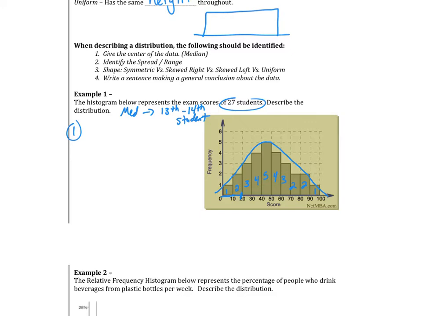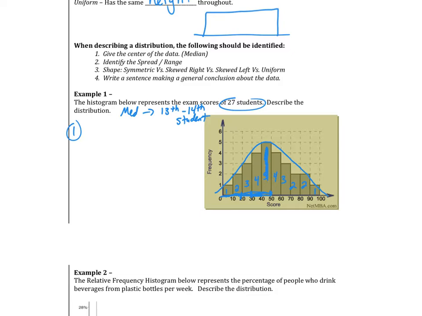When we get to here, that's 3 students. It's 1 plus 2. When you get to here, that's 6 students. 1 plus 2 plus 3 is 6. When you get to here, that's 10. And over here is the 15th student, because if you add up all these, that's 15. So that means in this column right here, this is where that 13th and 14th student is going to end in.